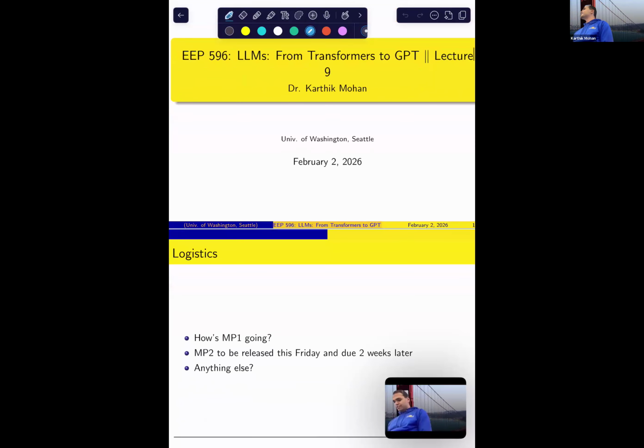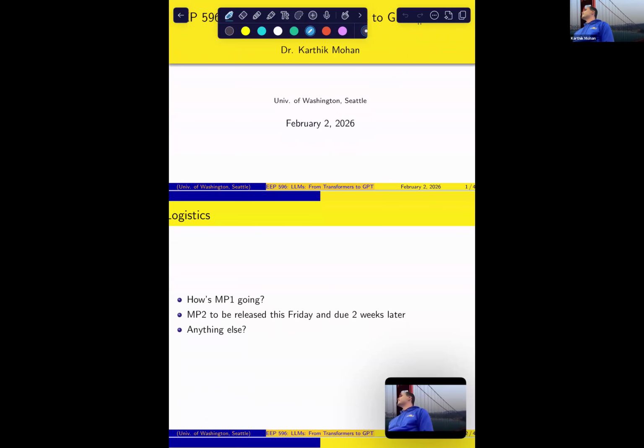How's mini project one? Which part? Any part? Oh, good. Anyone else? Mini project one? Do you find it more involved than assignment one or assignment two? Yeah. Okay. That's the whole point. You're not just doing a standalone assignment, but there's more depth to the parts.